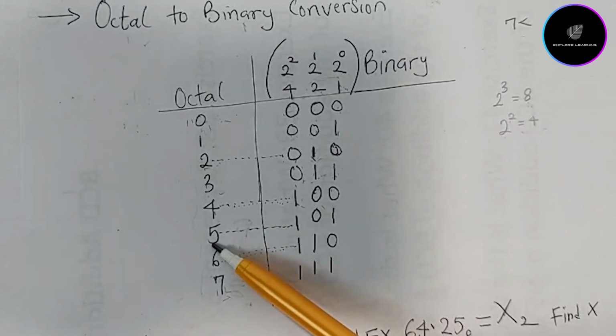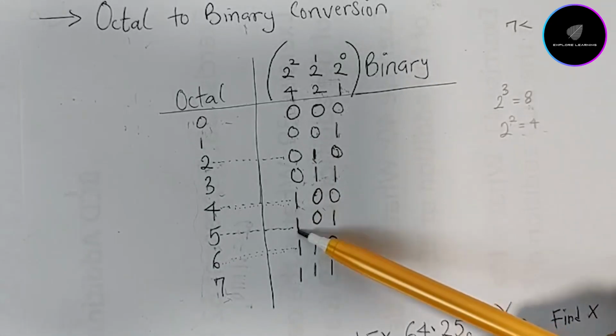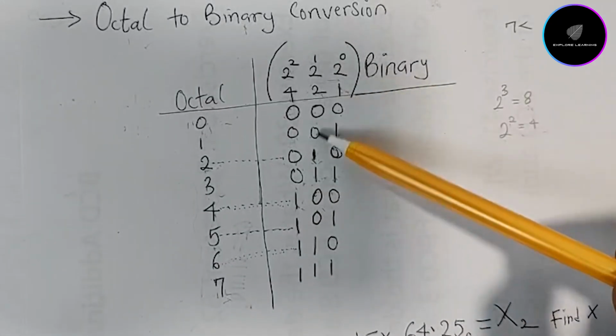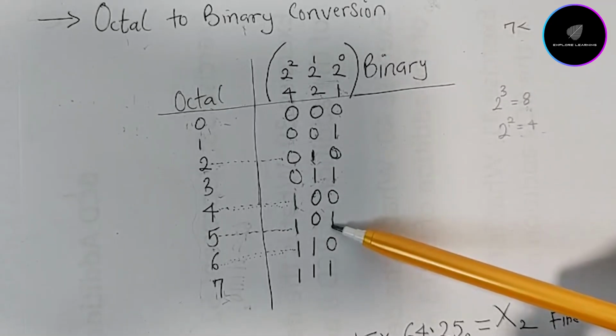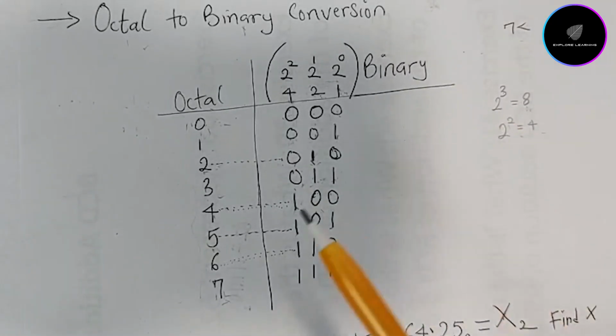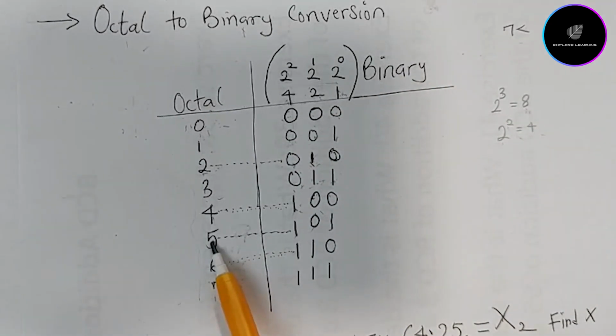Now for the case of 5, it means we're going to turn on 4. So for the 4, you're going to have 1. Then for 2, you're going to have 0. And then for 1, you're going to have 1. Under 1, it means true. So when you sum them up together, 4 plus 1 is going to give you 5.